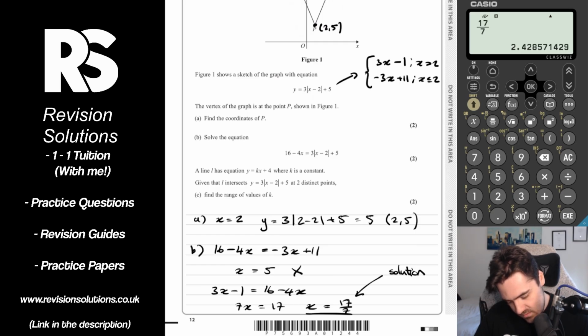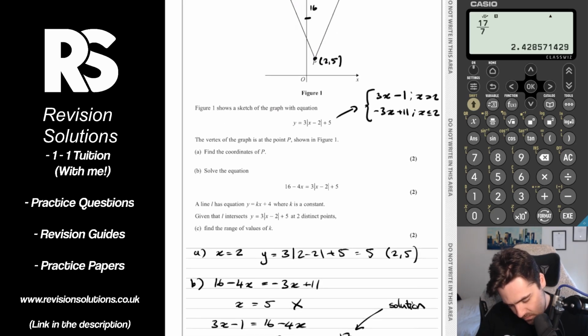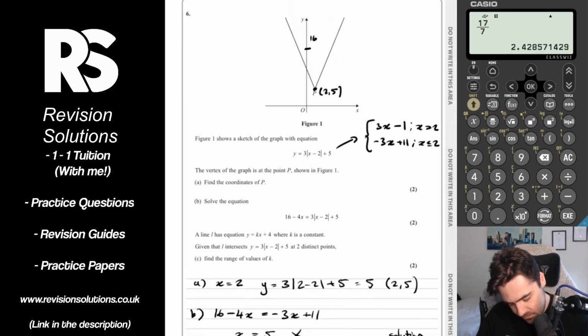Okay, then it says a line L, which is y equals kx plus 4, where k is a constant. That's the gradient as a variable. Given that the line intersects this at 2 distinct points, find the range of values of k. So this is another one where visualizing it is going to help. So if I just get rid of this a second here. From before, we knew that this point here was 6 plus 5, so that's 11.